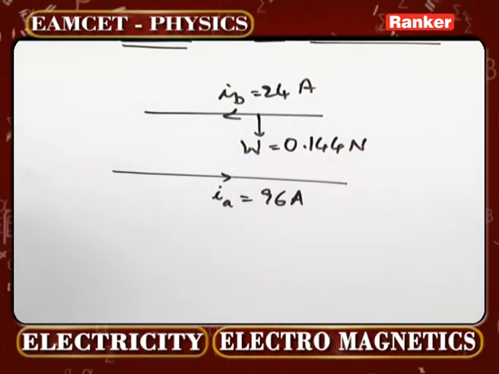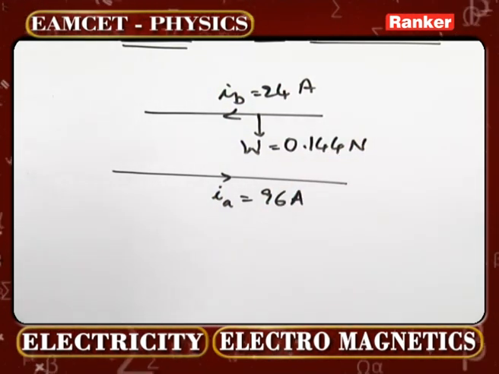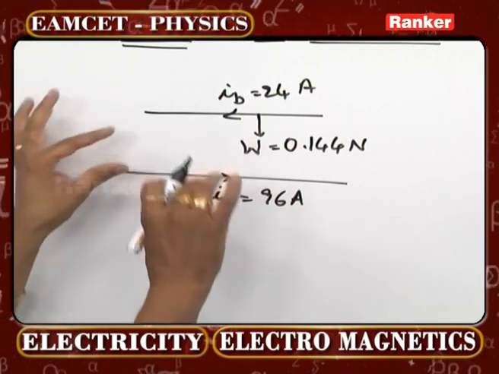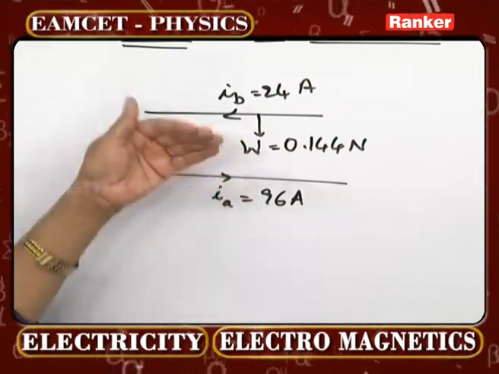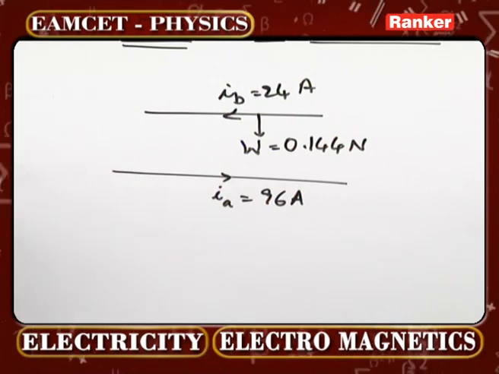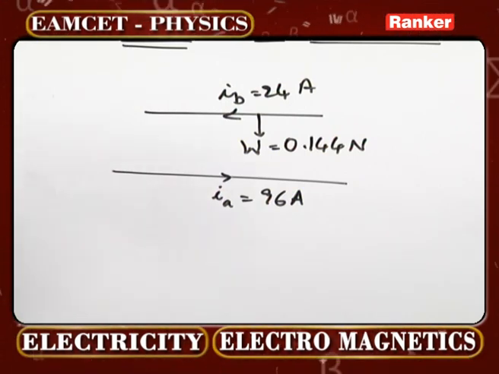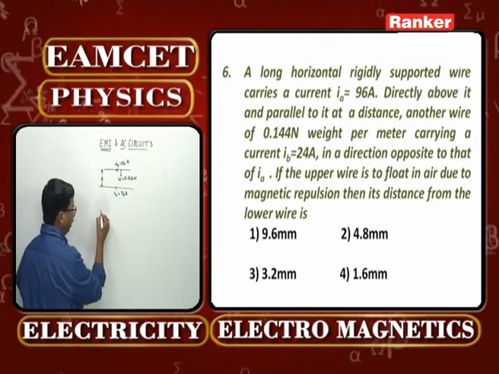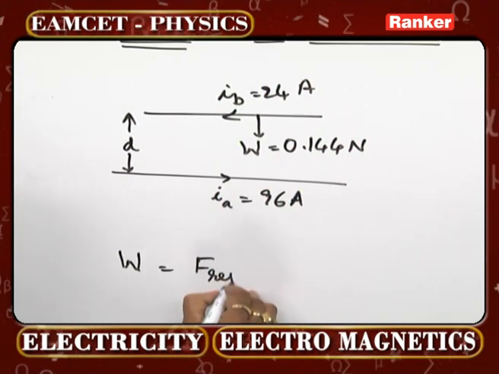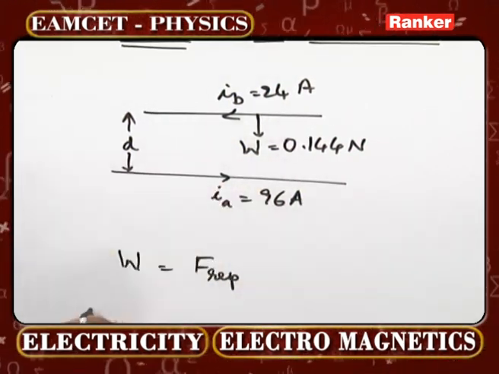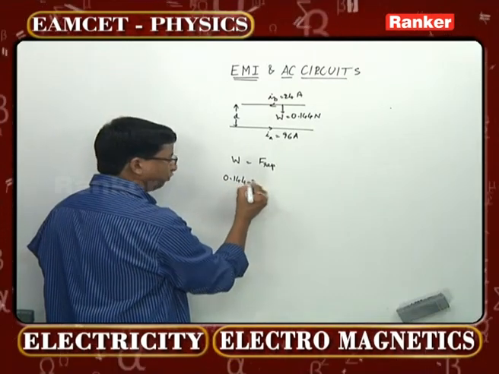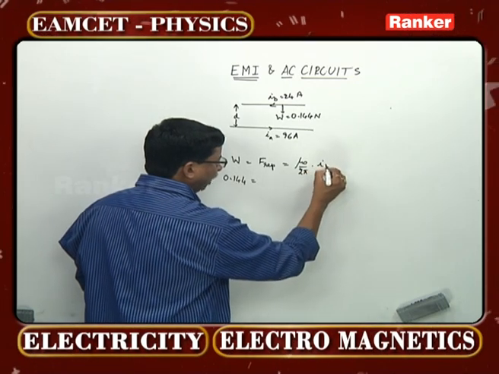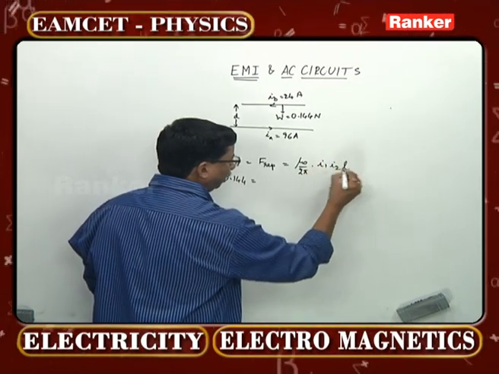Now he is giving us a clause. What is that? If the upper wire is to float in air, it should not fall down. When will that be possible? If the repulsion between these two wires and the weight are equal and opposite, then there is a possibility for it to float in air. So what is this question then? What is the distance of separation between these two? Now you can understand weight must be equal to the force of repulsion between the wires. What is the weight given? 0.144. But what is the force of repulsion formula? Mu naught by 2 pi I1 I2 L by D.